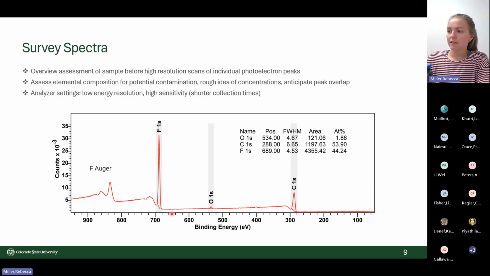It's also a good idea to understand whether there might be peak overlap based on knowing which elements show up. It's good to check for secondary peaks to make sure, for example, these Auger peaks for fluorine also show up, and it's not just something else that has a peak here that you're assigning to fluorine.